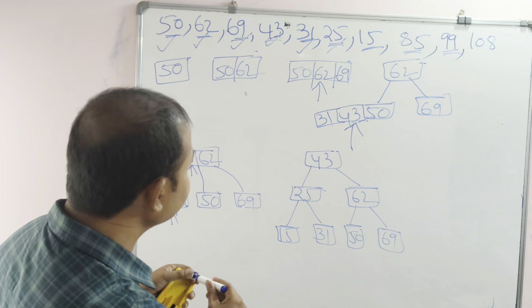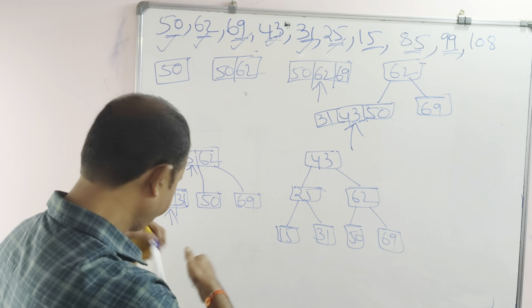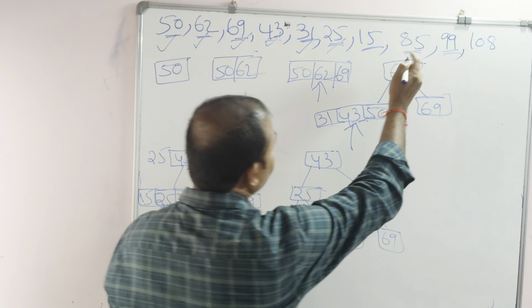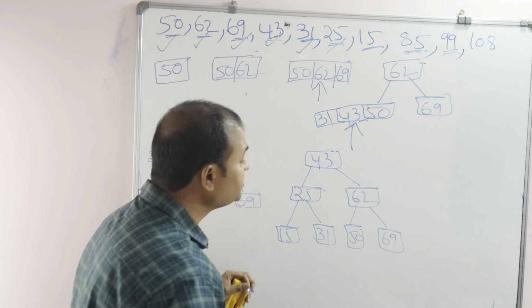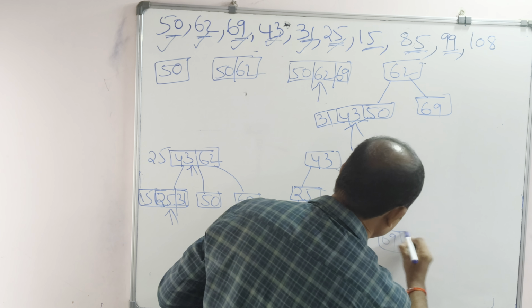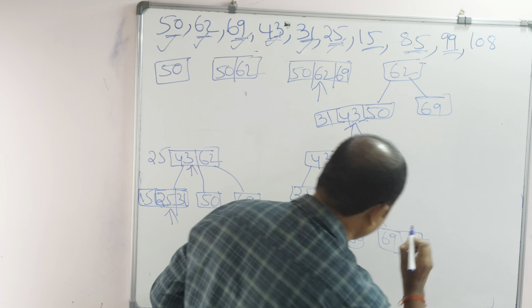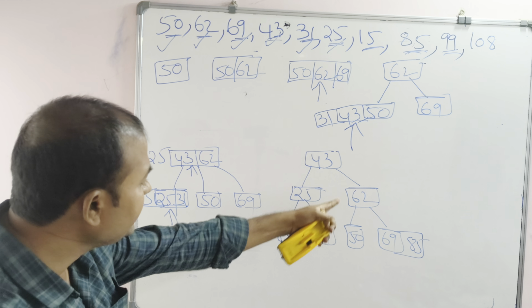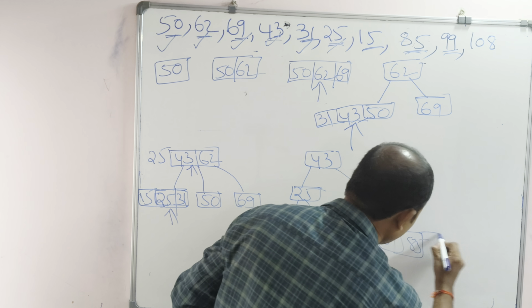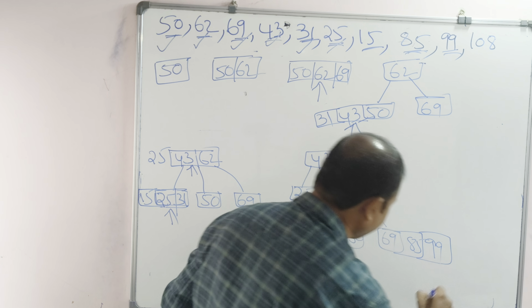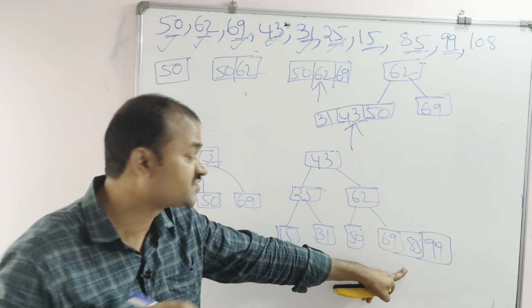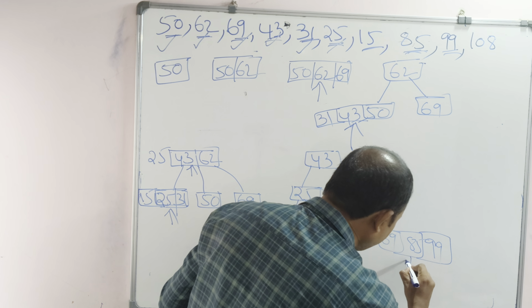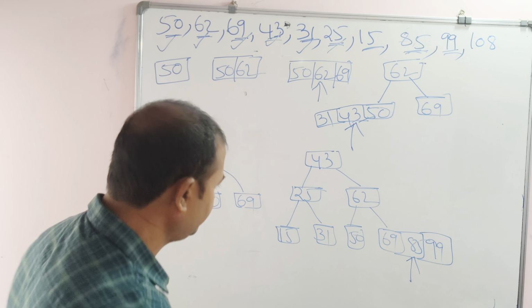So the next element is 85. 85 is greater than 62, so insert in this leaf node, 85. Next 99. 99 is greater than 62, so insert in this leaf node only, 99. So now this leaf node is full. So find the middle element and push this element up.